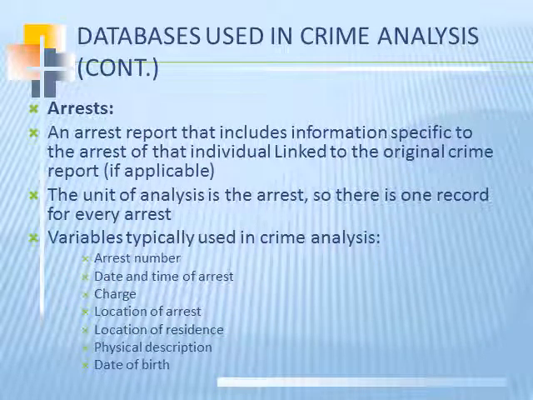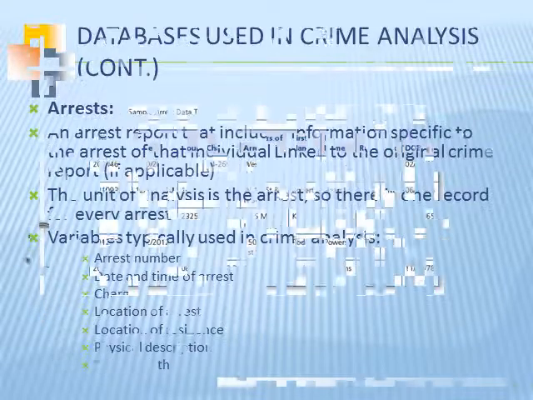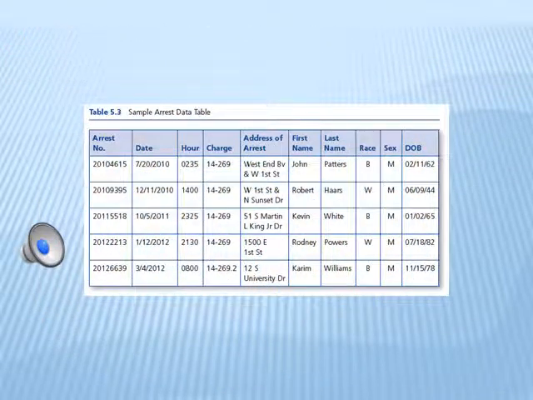Data about arrests come from arrest reports completed by officers and include information specific to individual arrests. This is Table 5.3 from the textbook. It gives us an example of an arrest data table.